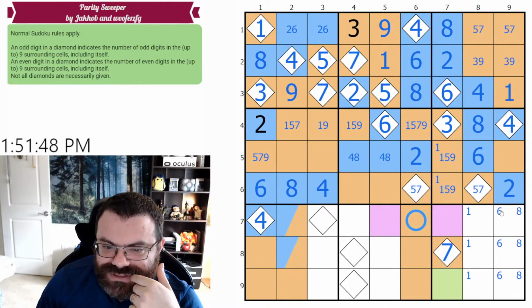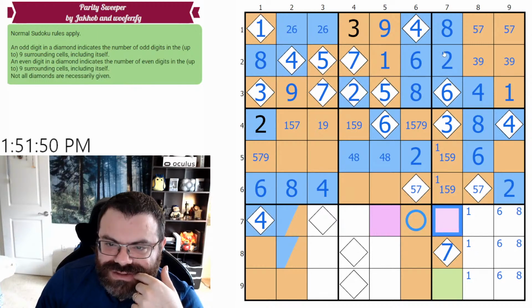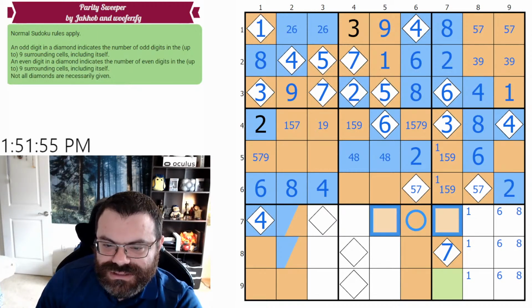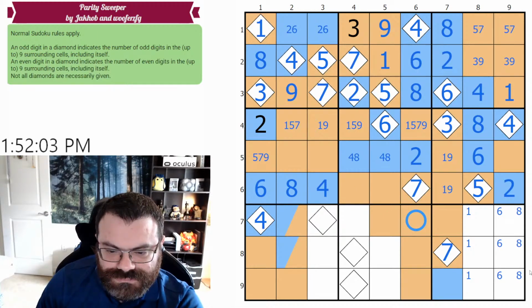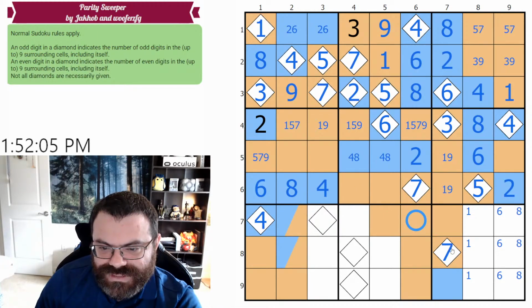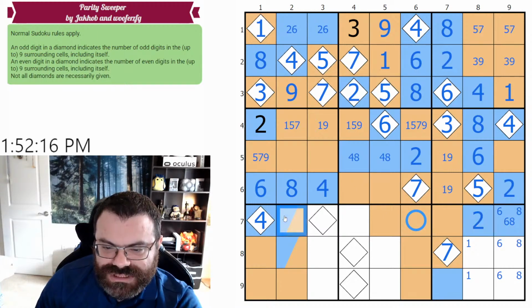4 in column 7 is placed. Ah, this cell now sees all the evens, 2, 4, 6, 8. So this has to be odd, which does make that a 7, and that a 5. These are not 5s. This is now even. This 5 means that we have all of our odds seen, so these are both even. So this is a 6 or an 8, and this has to be a 2.